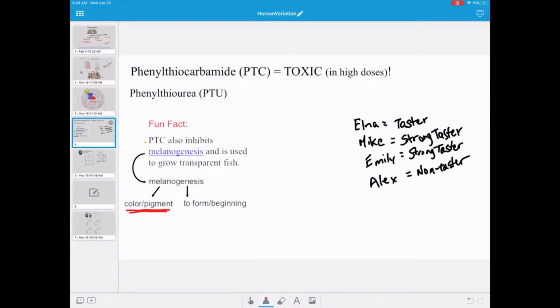And so melanogenesis, essentially inhibiting, which means to interrupt or stop, you're stopping the ability of the fish to make color. And so these fish are transparent. And so we call that melanogenesis. I'll see if I can include a picture. I forgot to put one here, but I can see if I can include one at the end. Now, anyway, that's what I'm going to say about PTC.